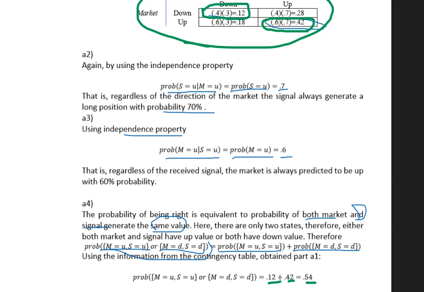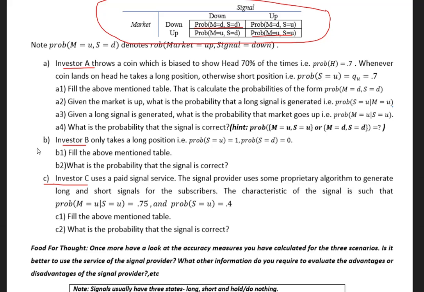This is the end of part A of question 1 in exercise set A. Now part B. Investor B only takes a long position, that is, the probability of the signal being up is 1 and the probability of the signal being down is 0. So fill the above mentioned table. What is the probability that the signal is correct?